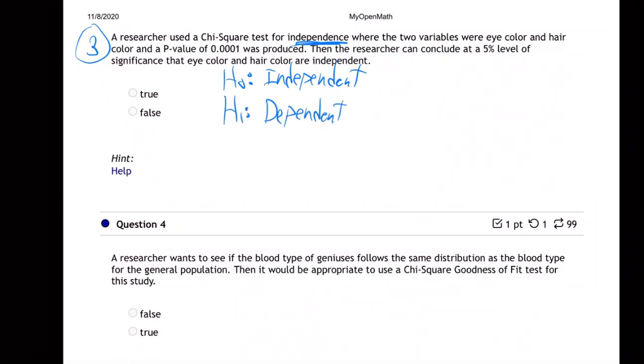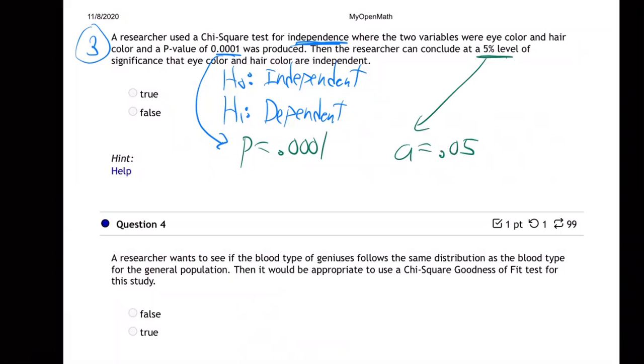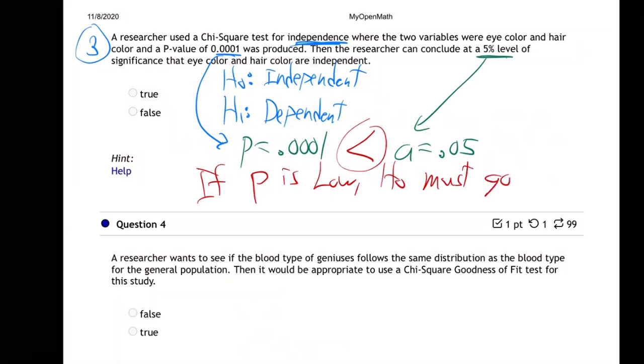And they got a p-value. What do they get? 0.0001. That's a pretty low p-value. How does that compare to the 5% significance level? That's the alpha level. So is that p-value low? Yeah, it's really low, much lower. And you know the saying, if the p is low, H0 must go away. So is the p low? Yeah, it's for sure low.